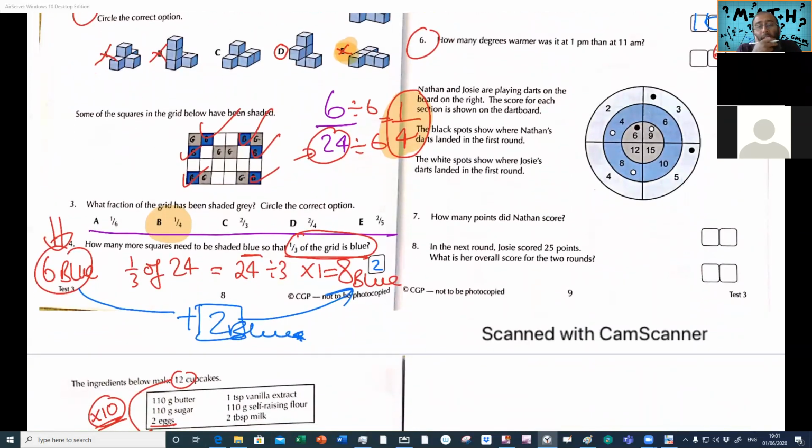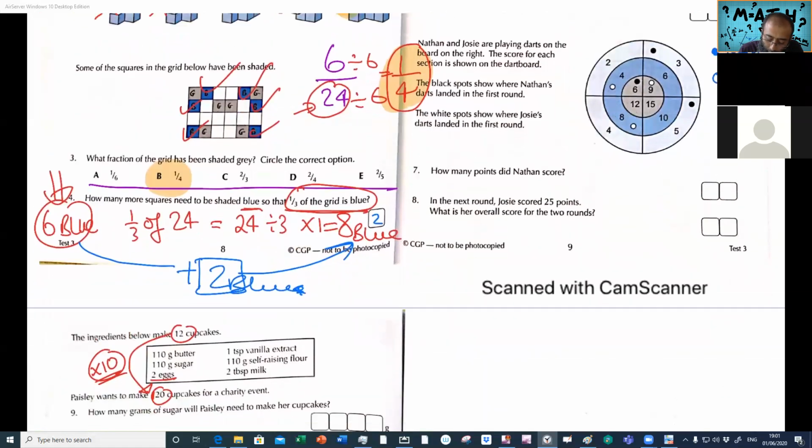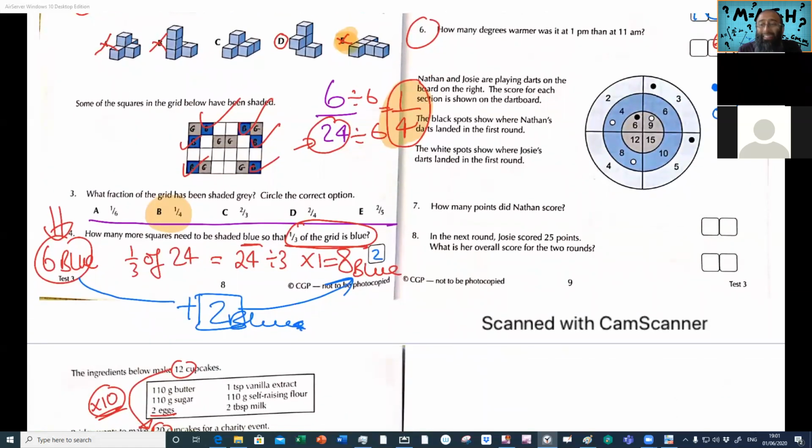Okay, question number 7. It says that Nathan and Josie are playing darts on the board on the right. The score for each section is shown on the dartboard. The black spots show where Nathan's darts are, and the white ones are Josie's. So the black ones are Nathan's, and the white ones are Josie's. It goes, how many points did Nathan score? So this is going to be Nathan's one here. 1, 2, and 3. So he got 3 points.